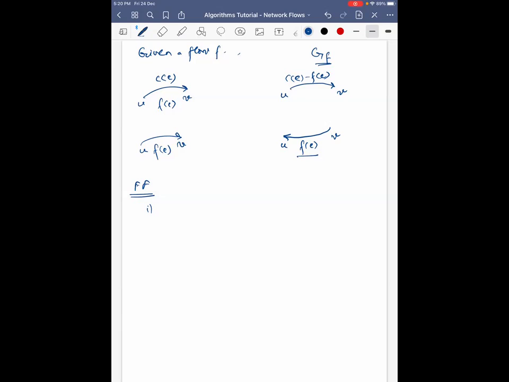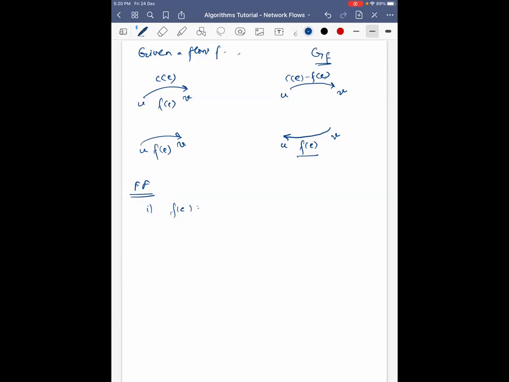Whatever residual graph we have, we will use a linear time graph traversal algorithm to find a path from S to T, identify its bottleneck edge in terms of capacity, and flow that much flow through that path, then recalculate the residual for the next iteration. If we can't identify any path, then we've ended the algorithm. The algorithm has to stop there.